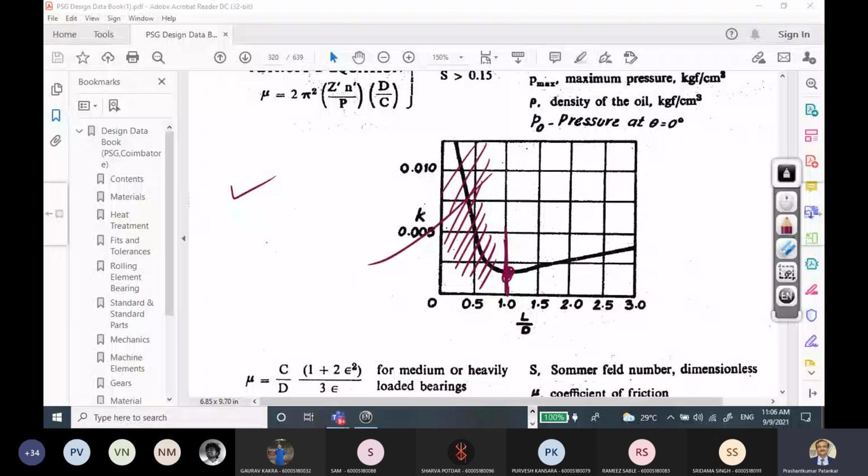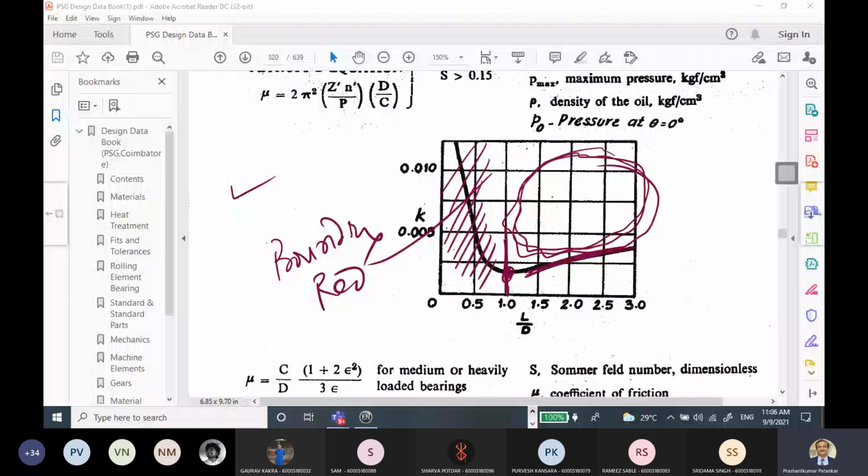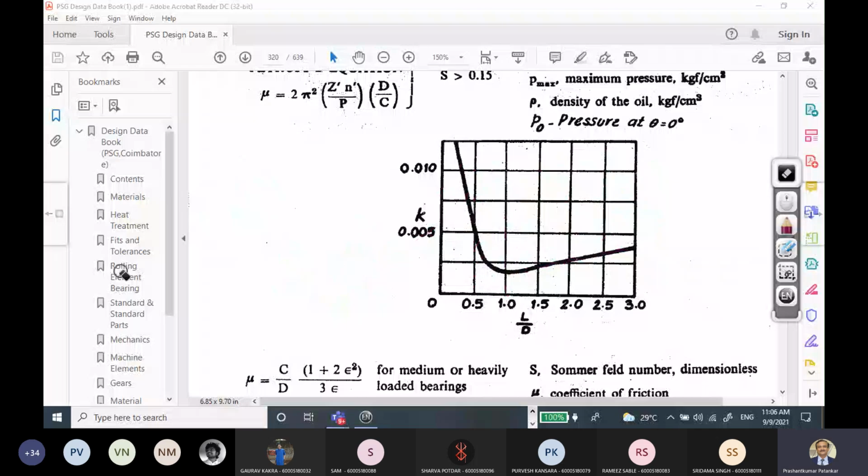As far as the hydrodynamic bearing is concerned, this is the safe zone. This part of your graph is needed for your hydrodynamic bearing, and hence we call this region the hydrodynamic region. So today my intention in deriving all those things was to make you understand this Petrov equation, which is the main equation as far as the design of your hydrodynamic bearing is concerned.